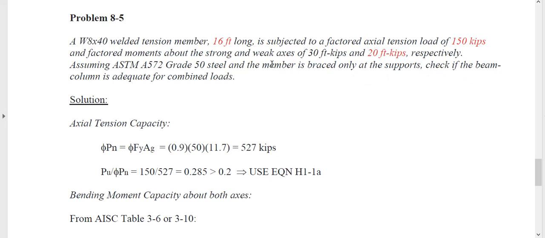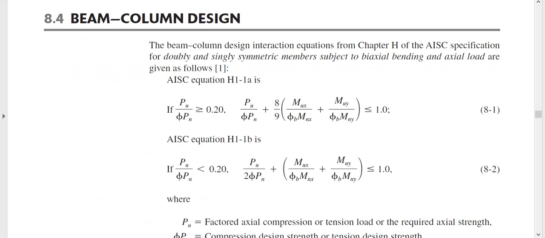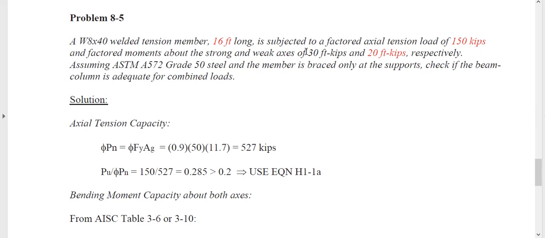Check if the beam column is adequate for combined loads. So check whether this section W8x40 is good or not. Now how to solve this equation? The column equation is given here. We have to find everything. Just to note, this MUX or MUY we do not need to amplify. Whatever is given, that is MUX, this is MUY. As it is a tension member, no buckling, so no B1, so forget B1.